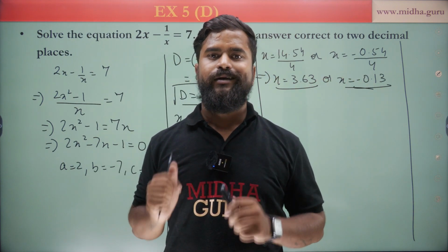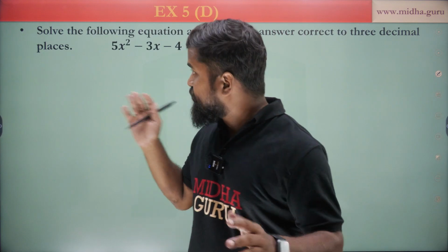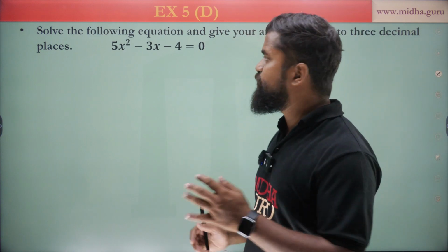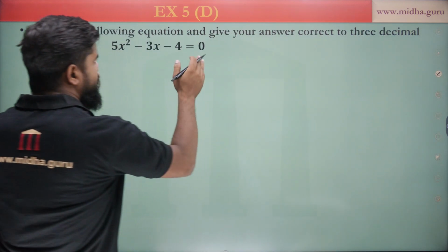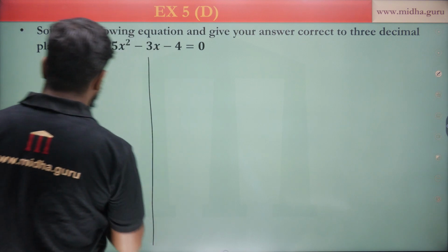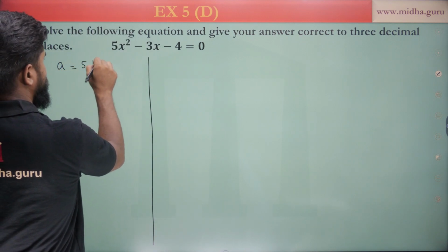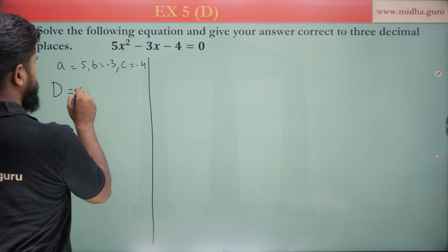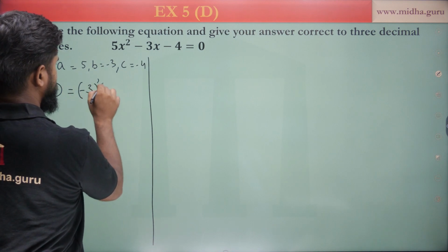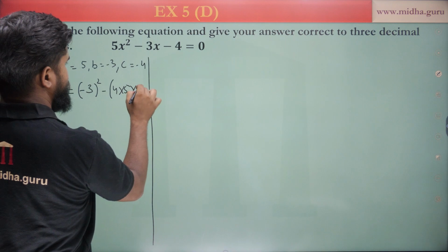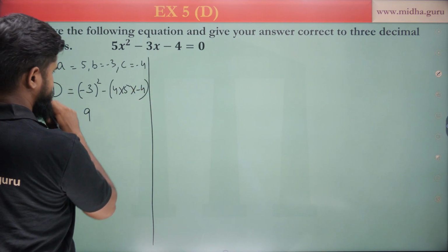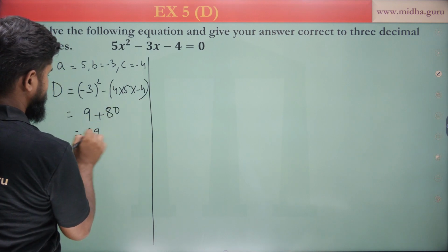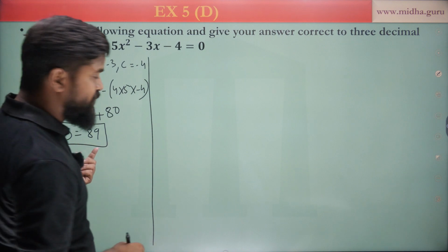Let's move on to the next question. Now in the next question it says, solve the following equation and give your answer correct to 3 decimal places. That is what we are going to aim at here. So here we have the equation already in the standard form. So a is equal to 5, b is minus 3, and c is minus 4. The first step would be to calculate the discriminant, which is b squared minus 4 times a and c. This is 9, and minus becomes plus, so 4 into 4, 16 into 5 is 80, which is 89. So the discriminant in this particular question is 89.